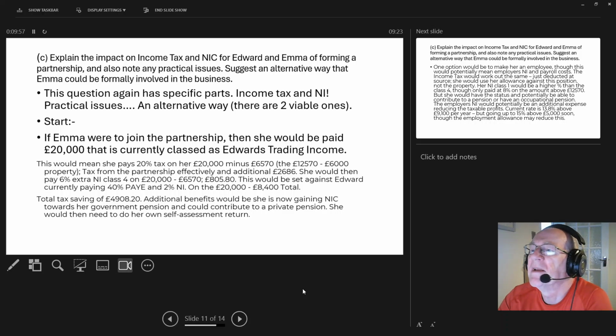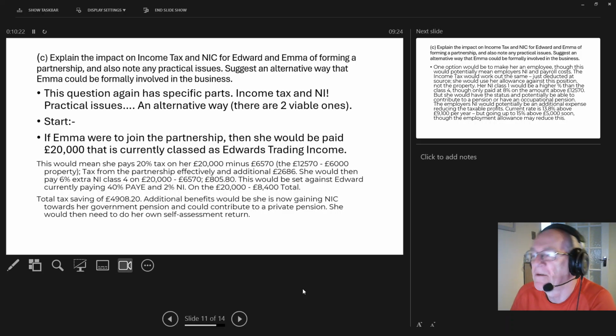So let's get on with it then. Explain the impact of income tax and national insurance for Edward and Emma forming a partnership, and any practical issues. Obviously, there were lots of practical issues. What I haven't put in is that they're husband and wife, and this could cause domestic problems. I don't think you'll get any credit for that, maybe if you're scratching around for a practical issue.